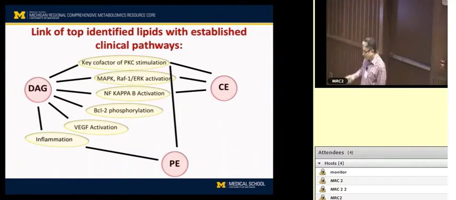And we think that as diacylglycerol itself is a key regulatory molecule that is linked with several different pathways, including PKC, MAPK, NF-kappa B activation, VEGF, and inflammatory pathways, that is probably the underlying mechanistic explanation as to how these proposed lipids are predicting progression to end stage.